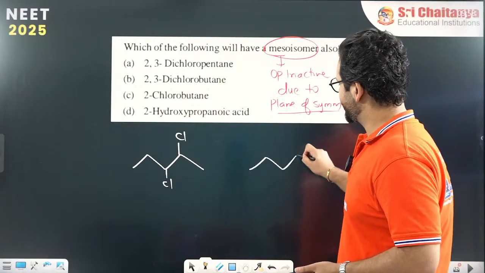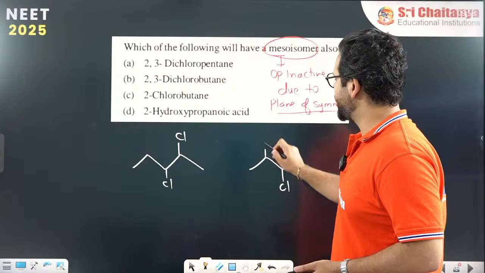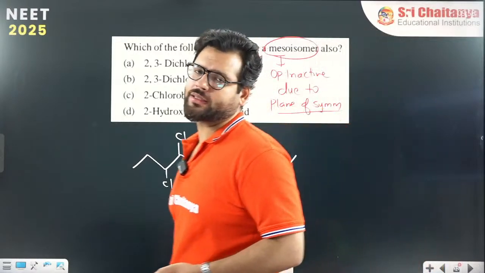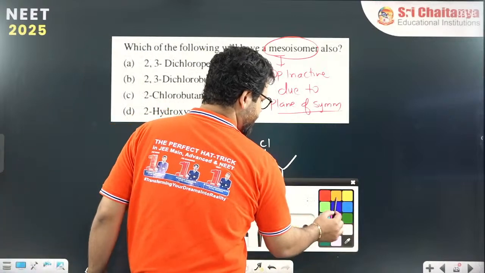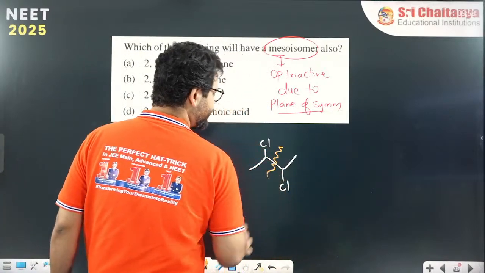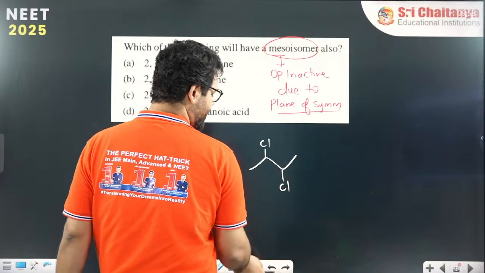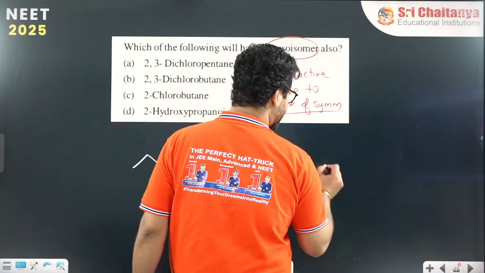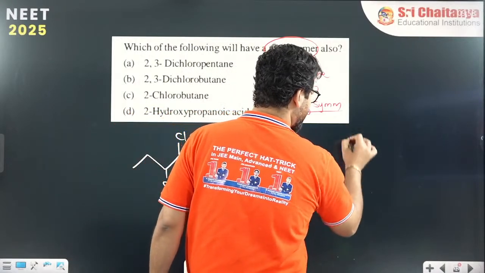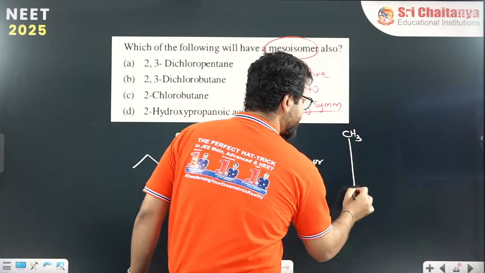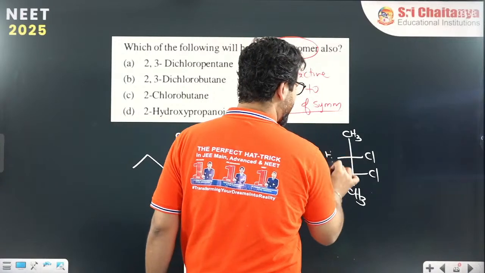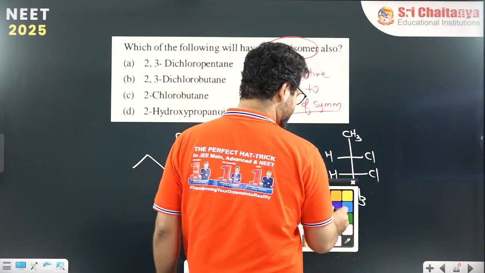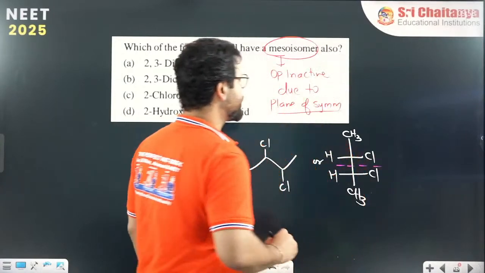2,3-dichlorobutane. Yes, this is a very good compound. You can cut it into two equal halves like this. It is a very symmetrical compound. I can draw its structure like this: CH3, CH3, carbon with the Cl, carbon with the Cl. If I draw it like this, it is a meso compound. I can cut it into two equal halves. So yes, this will have a meso isomer.